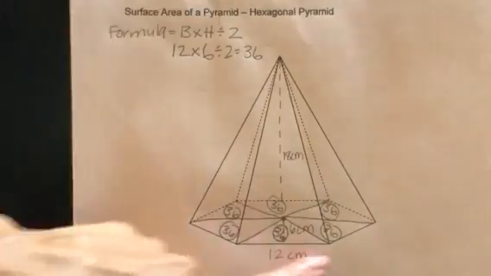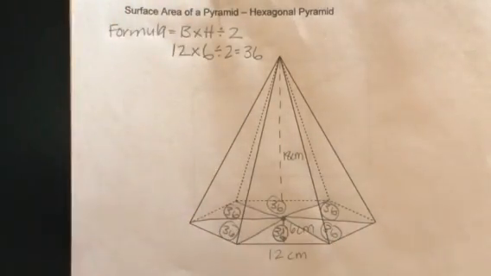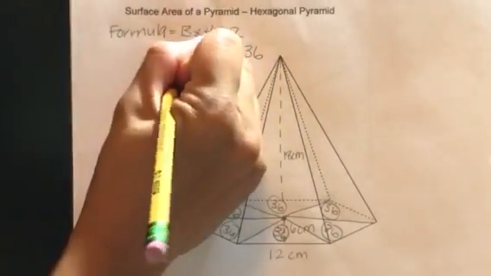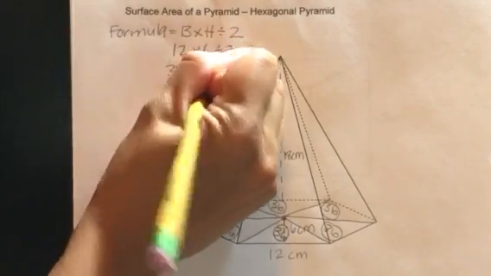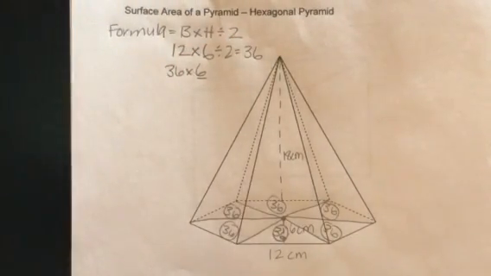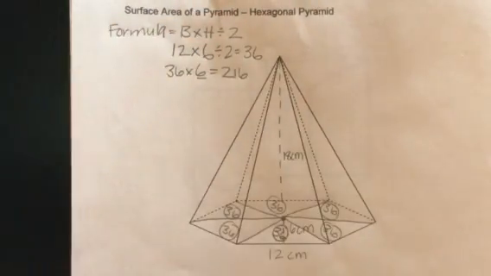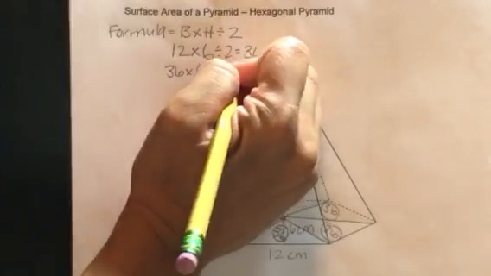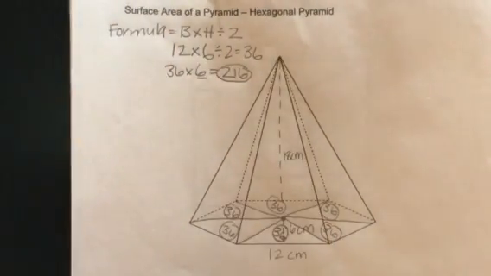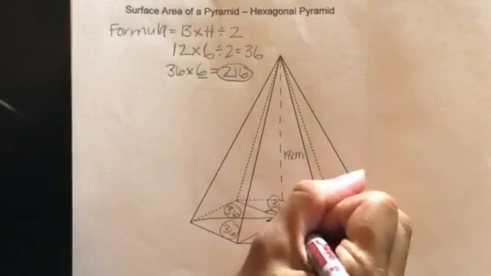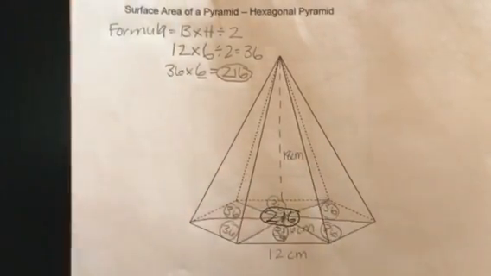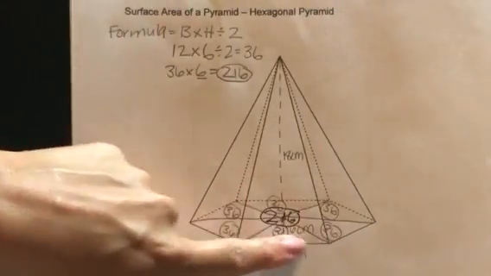So to find the total area of that hexagon, I'm going to now do 36 times 6, since there's 6 identical triangles. And 36 times 6 is 216. So now I know that the base, or that hexagon at the bottom, the area is 216.